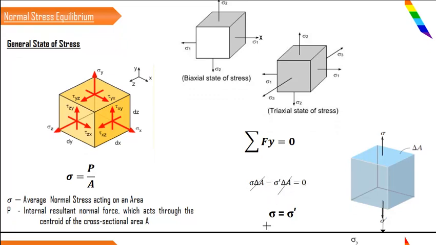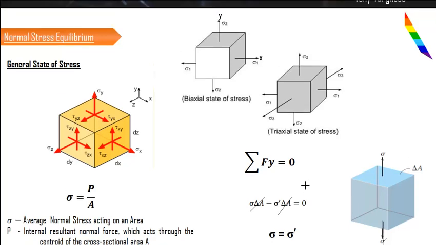Delta A will get cancelled out, and the final conclusion that we can arrive at is: sigma is equal to sigma dash. That is the final conclusion. So in order to have equilibrium in the normal stress direction, the values should be equal and opposite. That is the reason why we are representing a sigma 1 opposite to that of the sigma 1 on the opposite face. So that is the reason why we are specifying it.